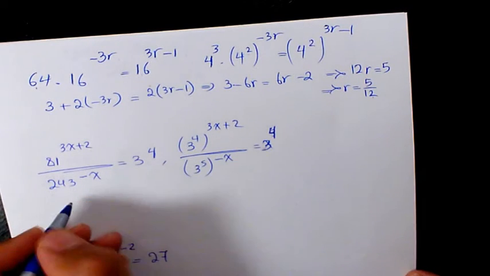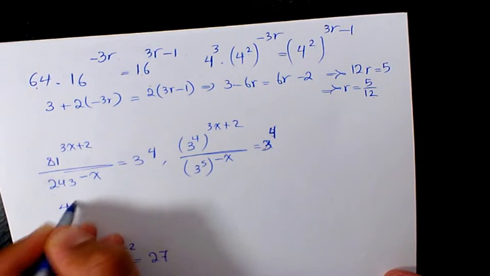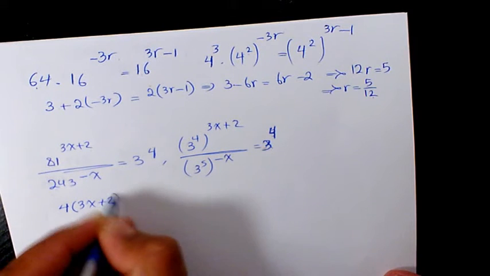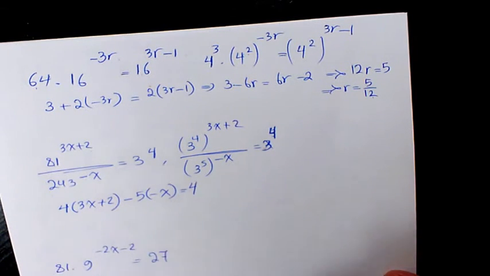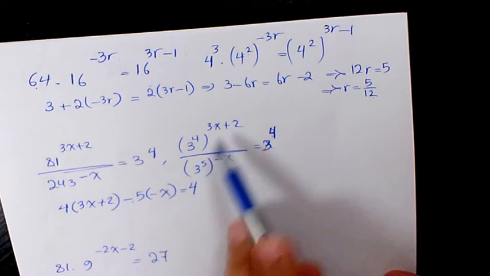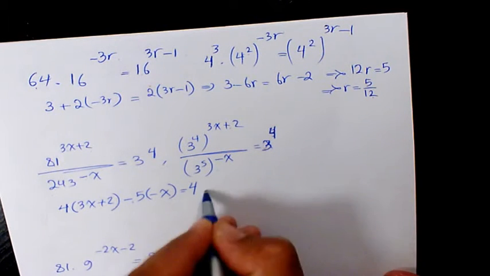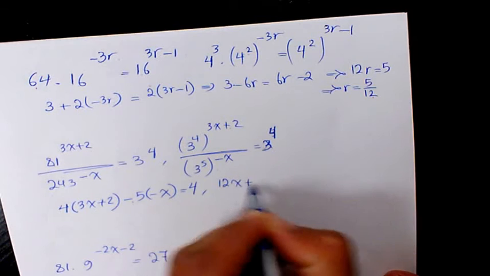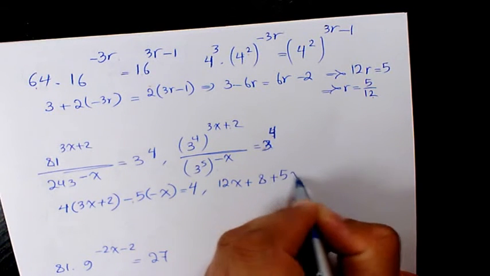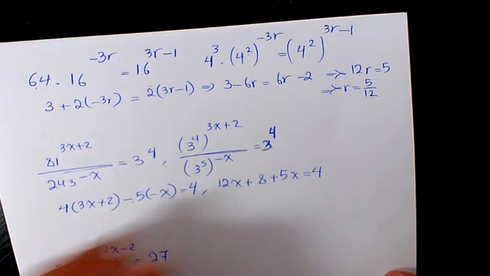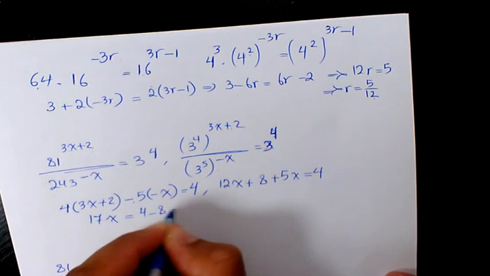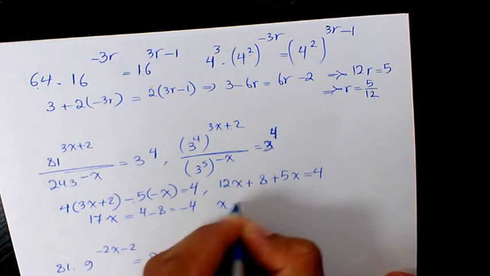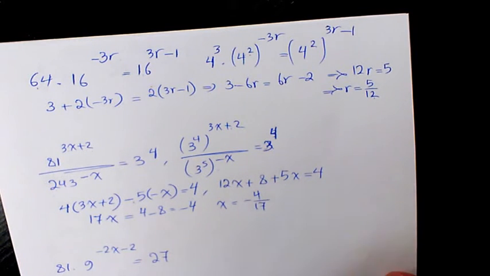So therefore we can say it is 4 times 3x plus 2, minus 5 times negative x, equals 4. We need to have minus because it's division. So it's going to be 12x plus 8 plus 5x equals 4. So we can say 17x equals 4 minus 8, which is negative 4. x will be negative 4 over 17.